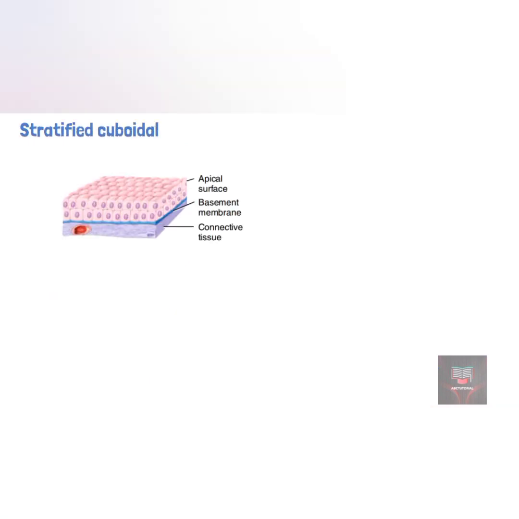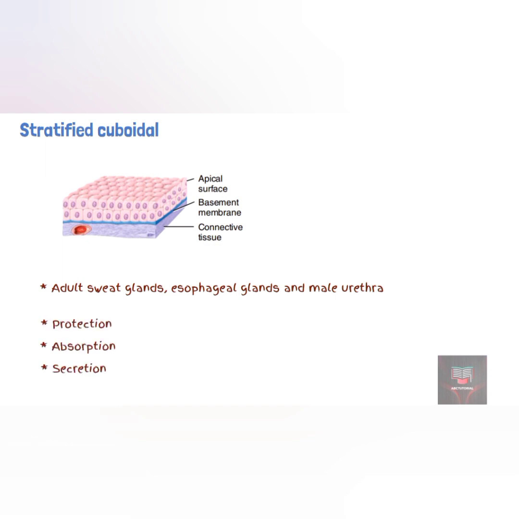Stratified cuboidal epithelium has two or more layers of cells, with the cells in the apical layer being cube-shaped. They are generally a fairly rare type of epithelial tissue. They are usually located in the adult sweat glands. The esophageal glands are part of the male urethra. They function for protection, absorption, and secretion of substances.